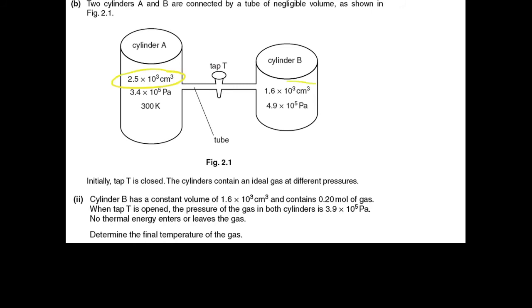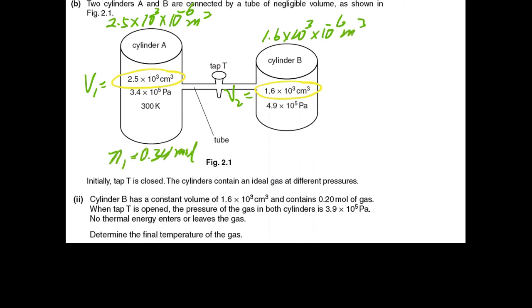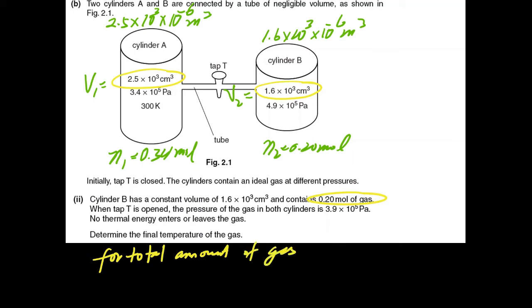So we have a V1 and we have a V2. We convert them into cubic meter: 2.5 times 10 to the 3 times 10 to the minus 6 cubic meter, and 1.6 times 10 to the 3 times 10 to the minus 6 cubic meter. N1 equals 0.34 mole, which we found in the previous slide. N2 is given, 0.20 mole. Now, for the total amount of gas, the pressure is the same, the volumes are added, and the amounts of substance N1 and N2 are added.